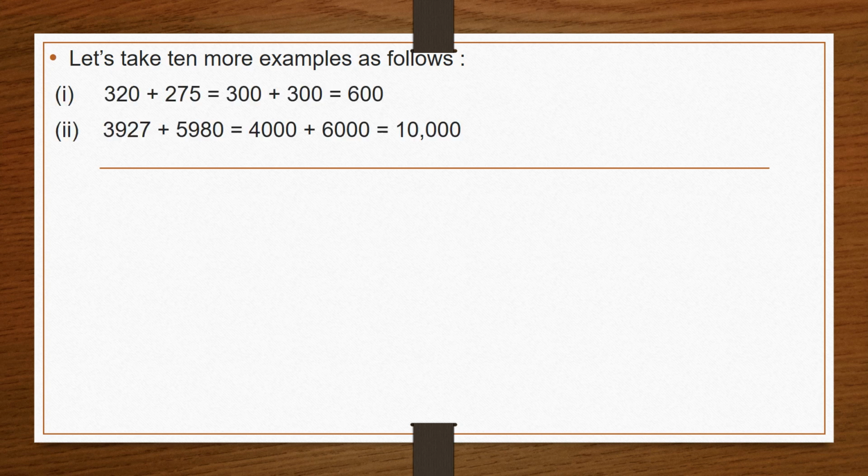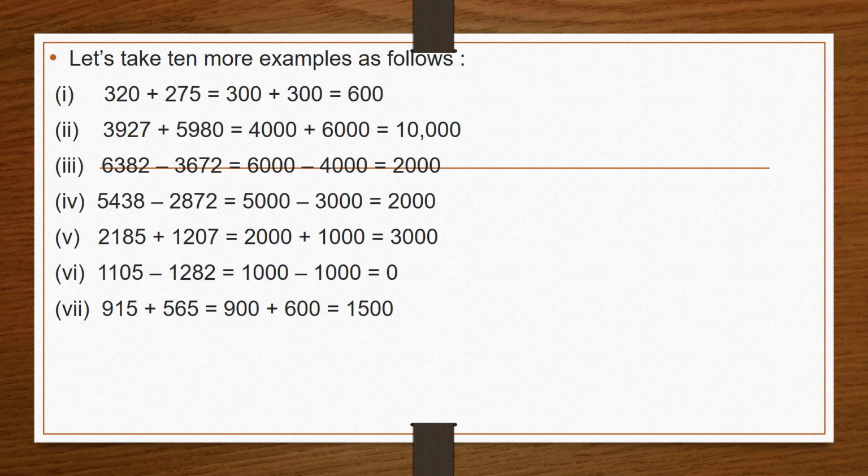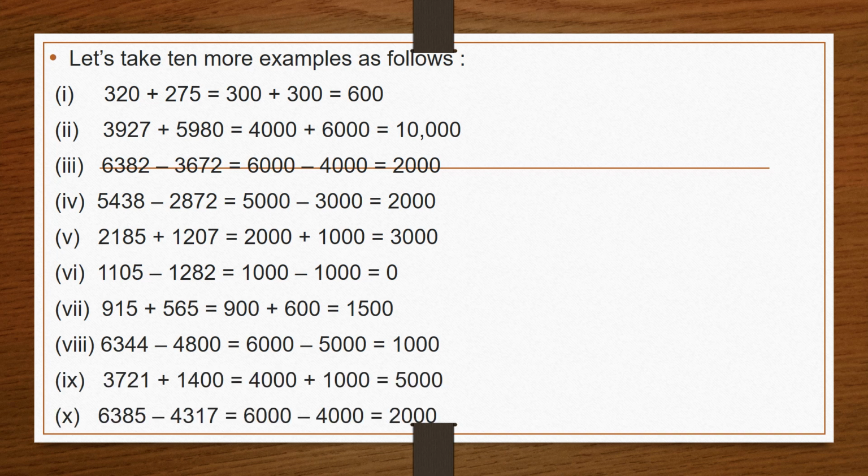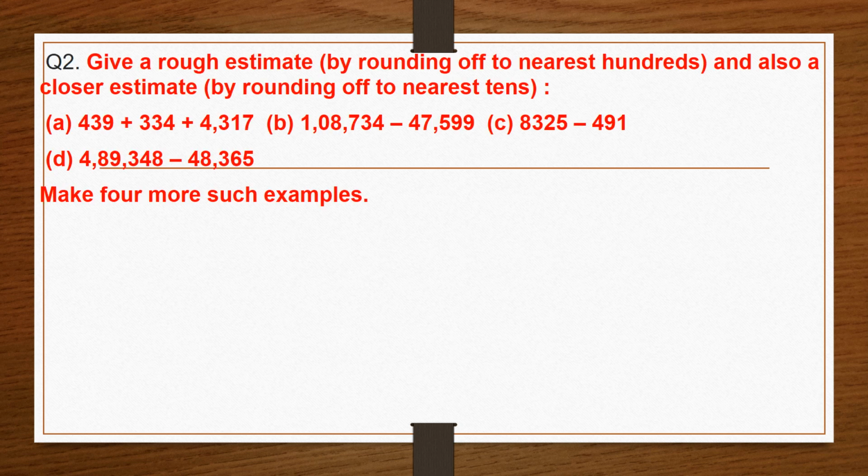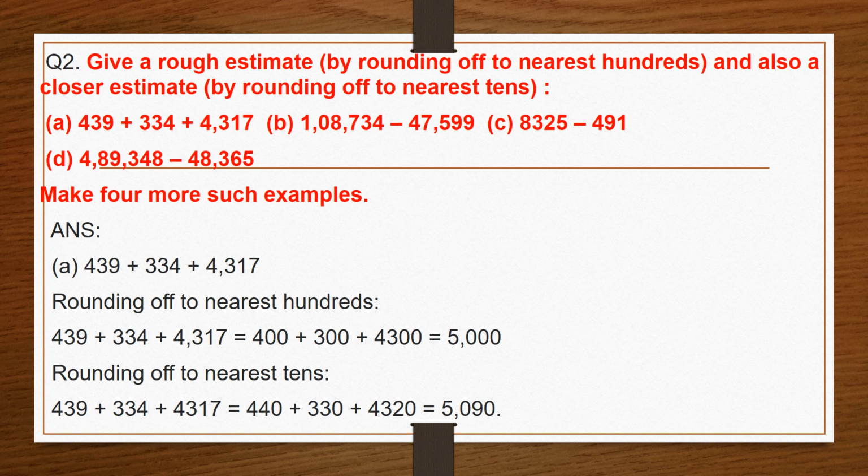The next part of the same question is to make 10 more examples. Let's take 10 more examples as follows. The next question is, give a rough estimate by rounding off to the nearest hundreds and also a closer estimate by rounding off to the nearest tens. The first part is 439 plus 334 plus 4,317.